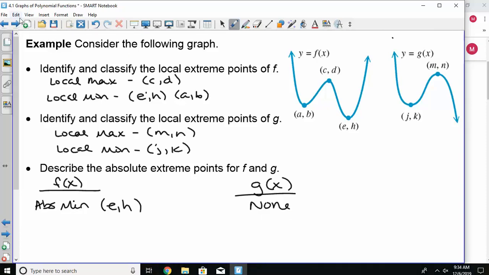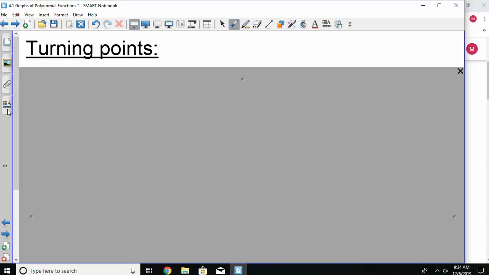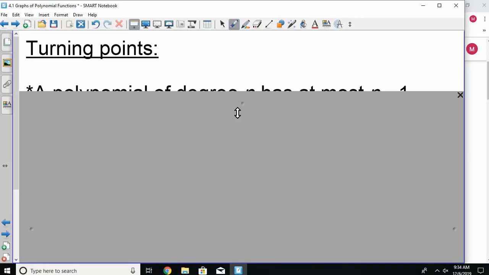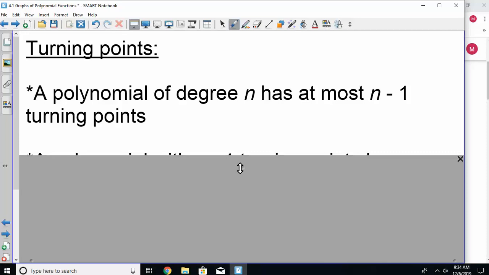Last thing I want to mention. We're going to talk about turning points. Turning points, as we just said, is where your graph changes direction. It's actually related to the degree. If your degree is 5, then you can have 4 turning points at most. You don't have to have that many. So if my degree was 7, what would be the most turning points I could have? 6. You don't have to, but that's the most.